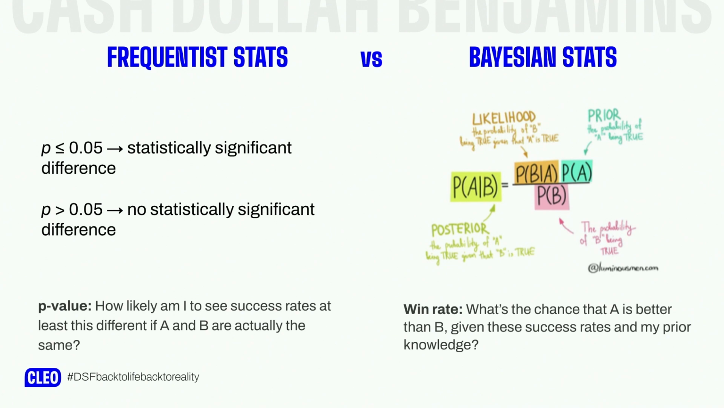One of the reasons we prefer Bayesian stats is we just find that something like win rate is easier to explain than a p-value. So p-value answers the question, how likely am I to see success rates at least this different if A and B are actually the same? Whereas win rate is just, what is the chance that A is better than B, which is more the kind of thing that a product manager is interested in.